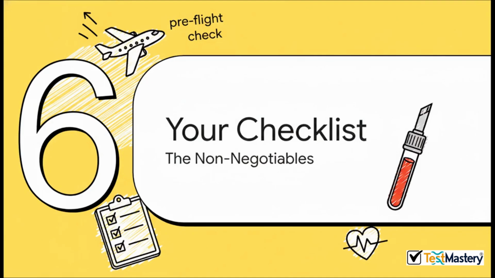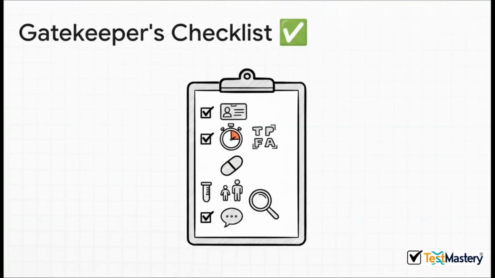Whew, we have covered a lot of ground. So now, let's bring it all together. Let's put it into one final actionable checklist. I want you to think of this as your pre-flight check that you do before every single draw. Here it is, your non-negotiable checklist.